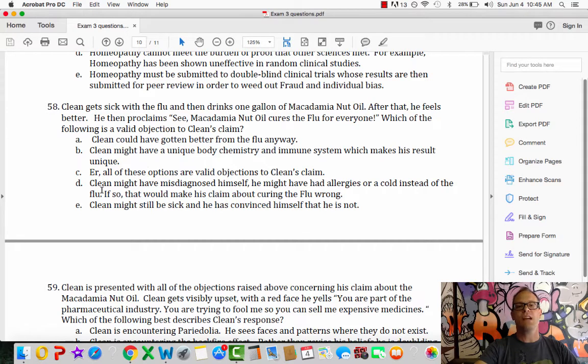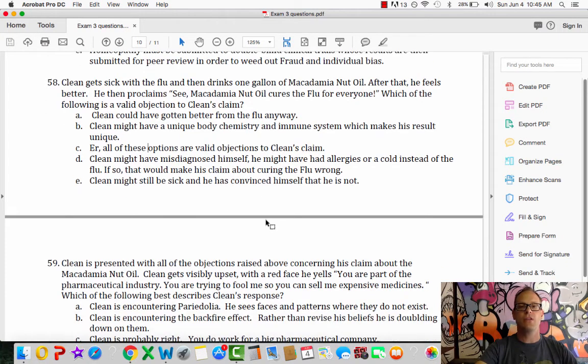D, Clean might have misdiagnosed himself. He might have had allergies or a cold instead of the flu. If so, that would make his claim about curing the flu wrong. E, Clean might still be sick, and he's convinced himself that he's not. Okay, the option here is C, right? All of these are valid objections.